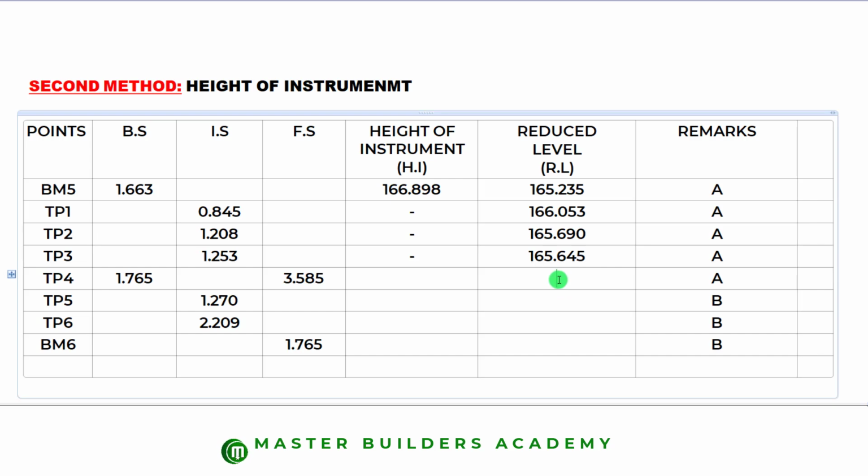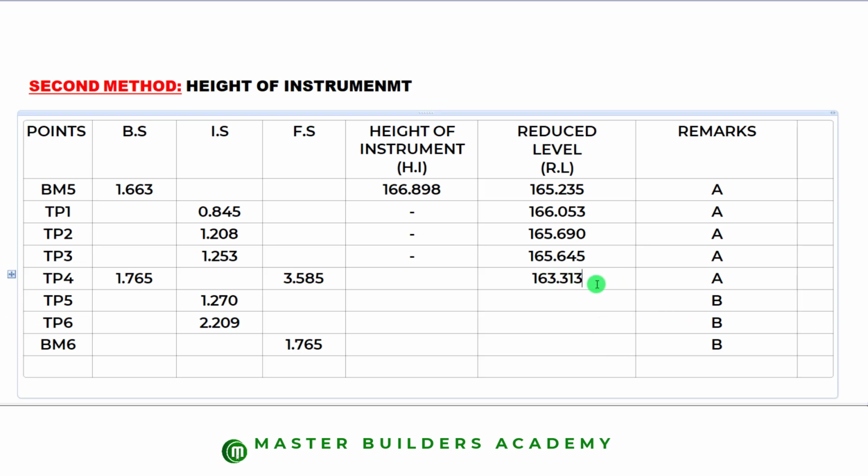So to find the reduced level here again, what do we need to do? The previous height of instrument minus foresight. We don't subtract backsight. We only use the backsight to find height of instrument. So previous height of instrument minus what? The foresight at this level, which is the one I highlighted. And if we subtract 3.585 from 166.898, we'll have this as 163.313. All right, so this is what we have.